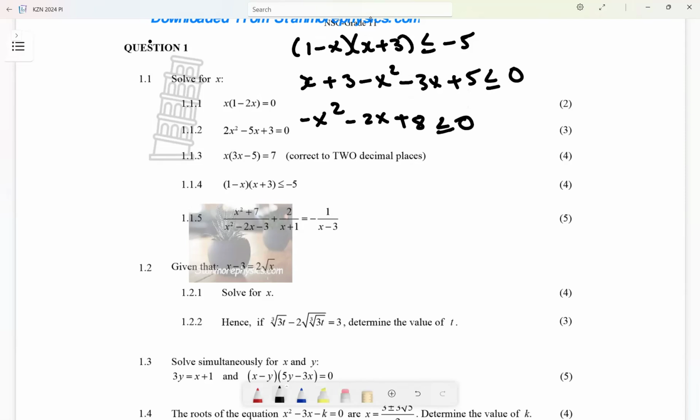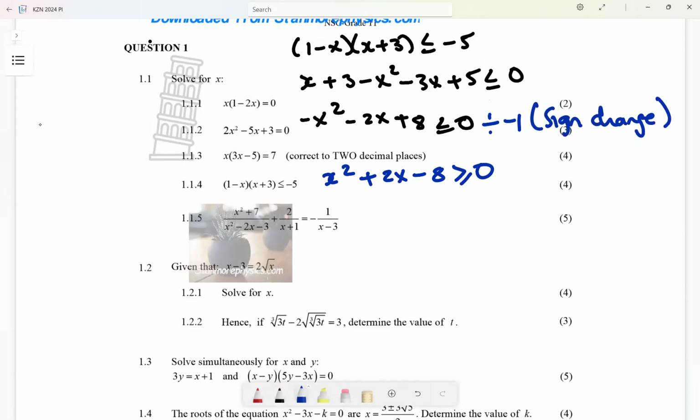Now, I do not want to work with negative. When I divide by negative 1, it means I also have to change the sign. So when I divide by negative 1, it becomes x squared plus 2x minus 8, and this sign should change into this, because you're dividing by negative 1. Remember, when you divide by negative 1 or multiply by negative 1, the sign changes. Don't forget that.